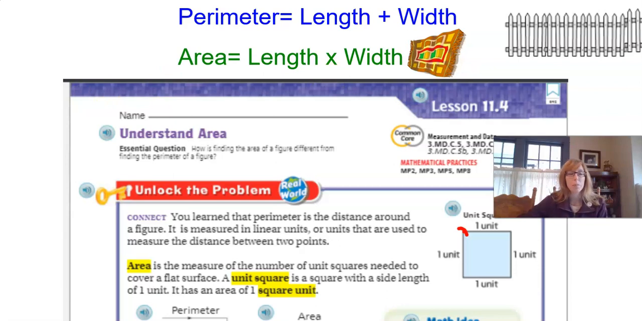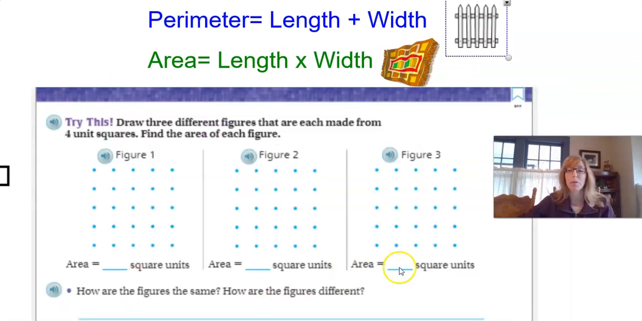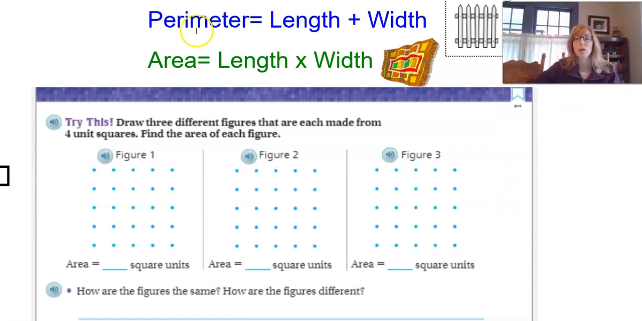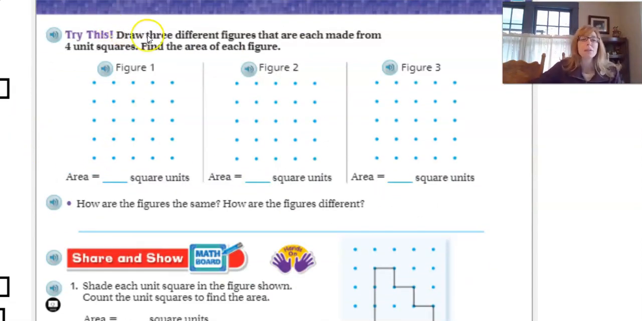So let's turn the page and we're going to continue to practice and learn what area equals. We know that perimeter is the distance around something. We are going to continue on and learn area, which is everything inside the flat surface, all of the square units needed to cover the flat surface. So we're going to try this. It says draw 3 different figures that each are made from 4 square units.